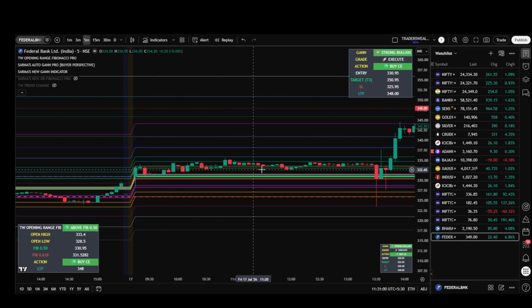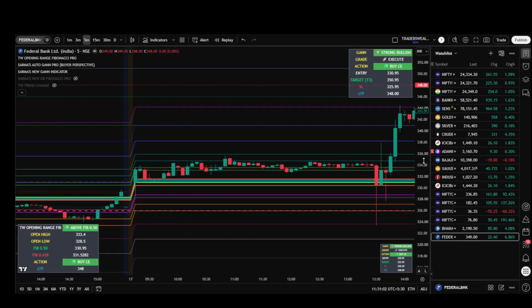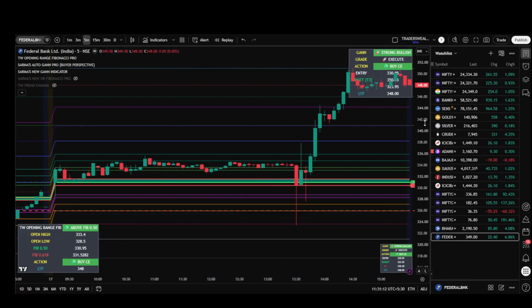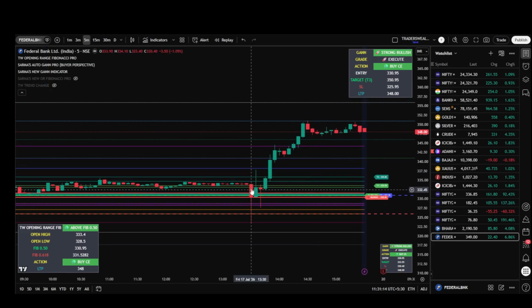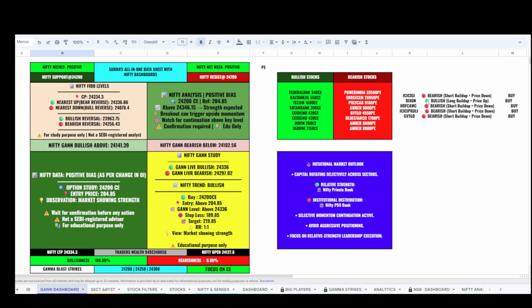It was above our GAN bullish level throughout the day till 1:25, 1:30. This was trading above that only, and suddenly there was news around 1:30, and it boosted like anything. So stocks will pop up here, and you will see the best stocks over here, bullish stocks and bearish stocks.